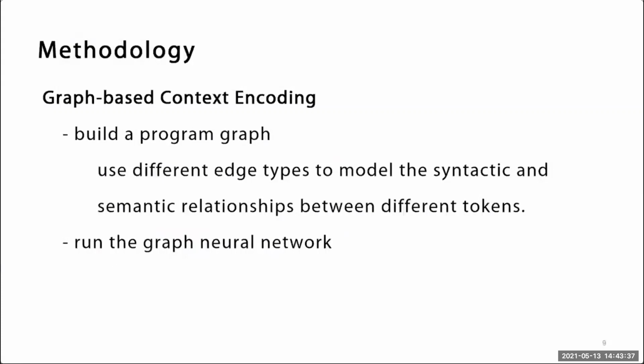To build a program graph, we first represent a program source code as a graph and use different edge types to model the syntactic and the semantic relationships between different tokens. Then we add additional edges to connect the different uses of the grammatical tags of variables.